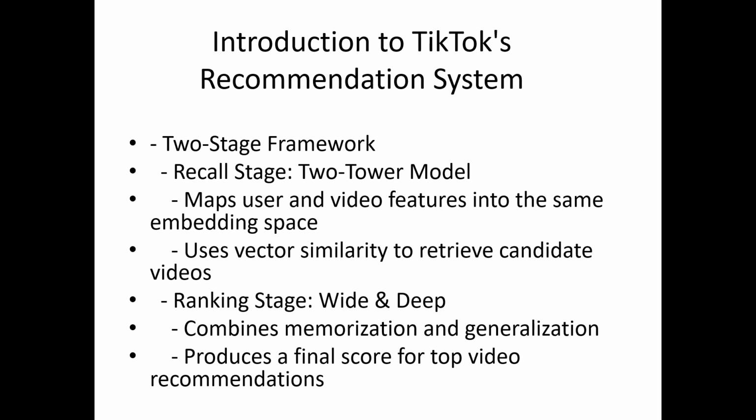Here's an example. In the recall stage, the system selects a small subset of videos that may match the user's interest from a massive video pool. Imagine that there are 10 million videos. This step picks 100 videos that might be relevant to the user. Then, in the ranking stage, these 100 videos are sorted and scored to produce the top 5 final recommendations that appear on the user's homepage.